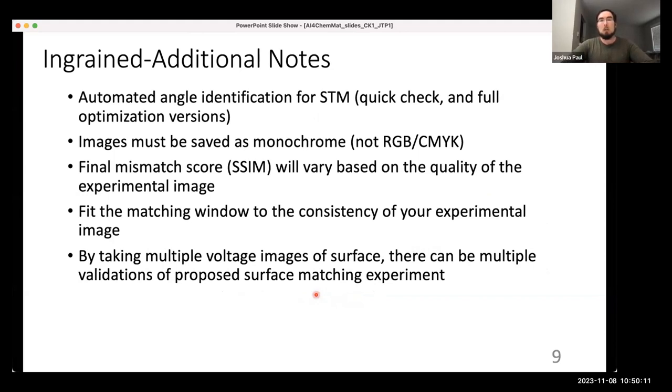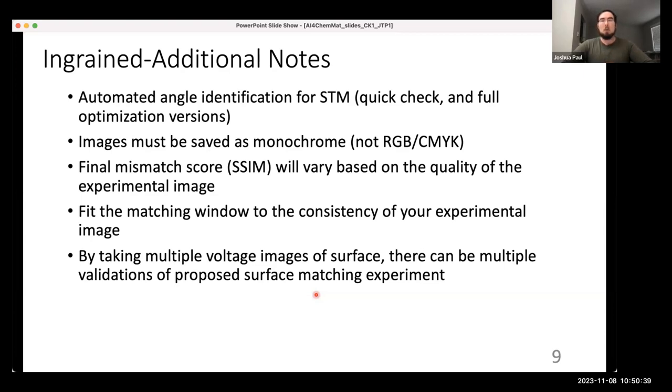A few additional notes for the software. We have tools to automatically identify the angle between your theoretical and experimental STM images. However, we recommend communicating with your experimental collaborators to figure out what the underlying direction or orientation of the substrate is and matching your simulation using that same angle. Images should be saved as monochrome, not multi-channel.